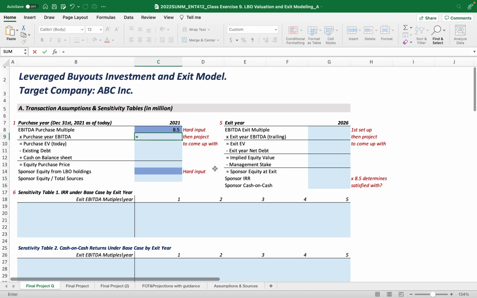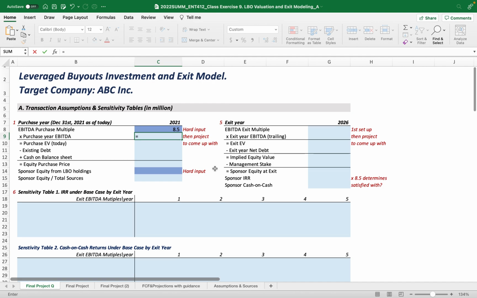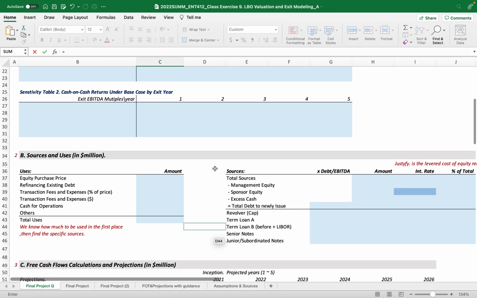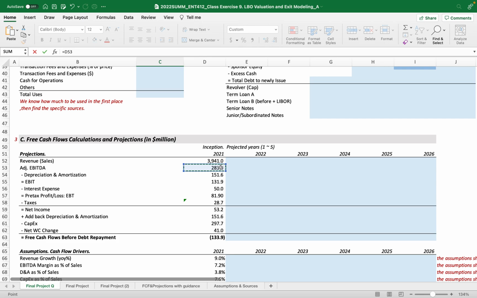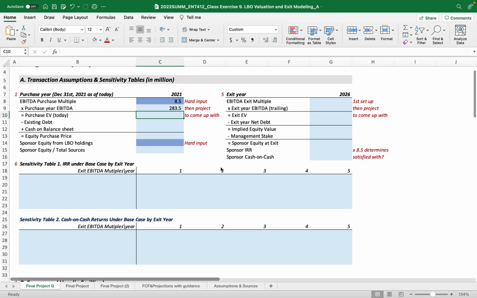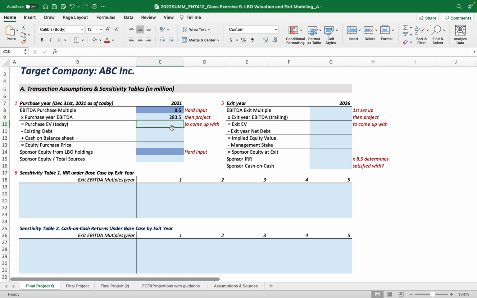And then purchase year EBITDA. What is EBITDA? Earnings before interest, taxes, and then add back the depreciation and amortization, because depreciation and amortization is a non-cash transaction. So where do we get the EBITDA? There you go, we have the EBITDA here from the actual income statement. You need to calculate this EBITDA, right? And then purchase EV today, at 8.5 times, is $2.4 billion.